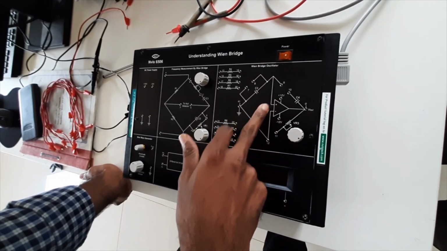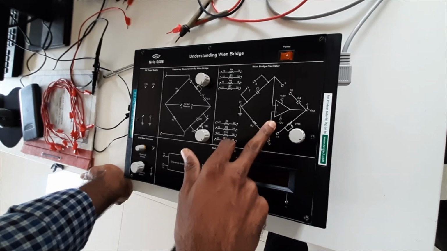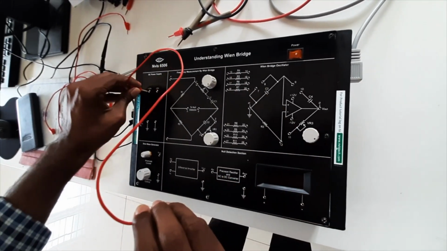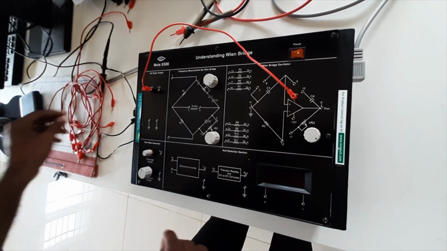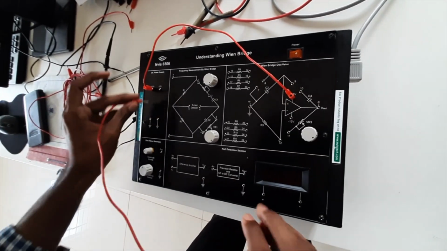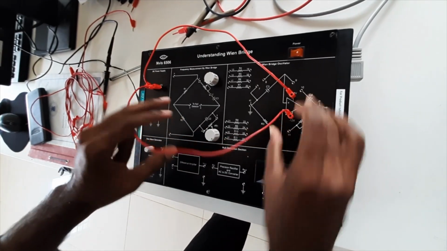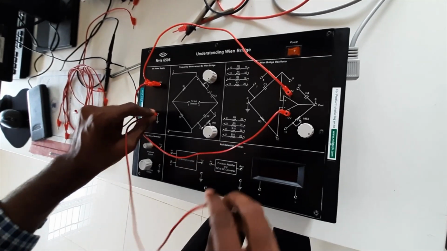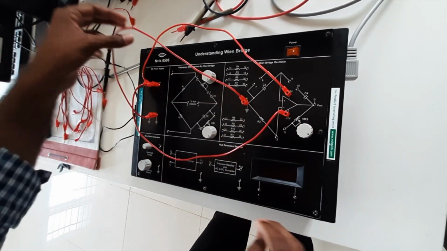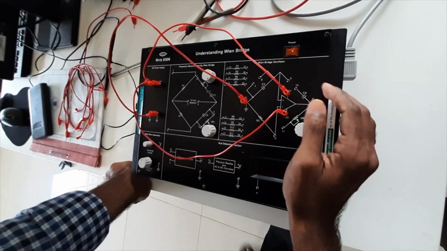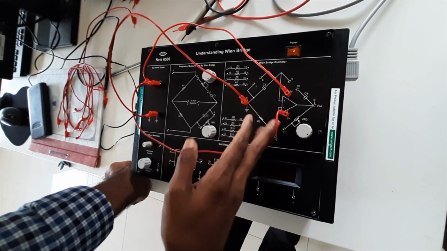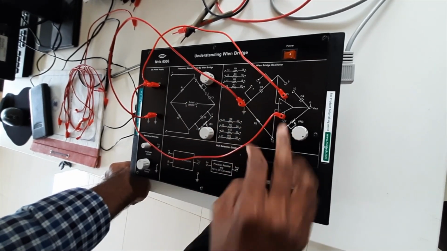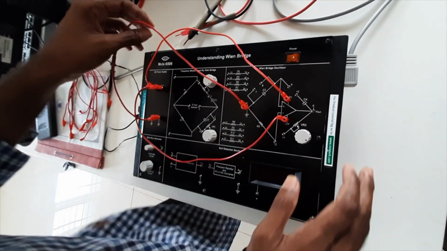For this op amp, first of all you need to apply plus or minus 12 volts. So now I am applying plus 12 volts to the positive terminal, and next minus 12 volts to the minus 12, and next ground. These are the terminals of the op amp. These are the supply terminals, and this plus and minus are the non-inverting and inverting terminals. Those are connected to the bridge elements.